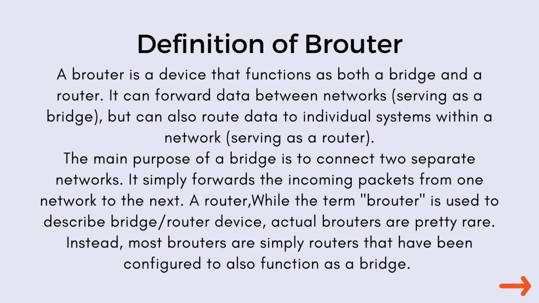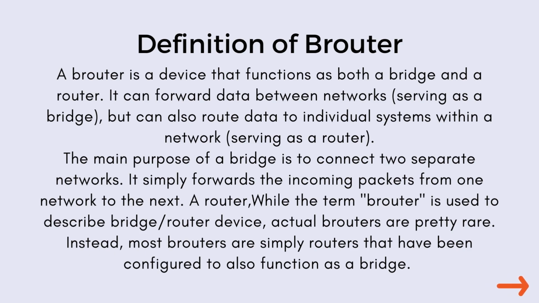Definition of brouter. A brouter is a device that functions as both a bridge and a router. It can forward data between networks, serving as a bridge, but can also route data to individual systems within a network, serving as a router.